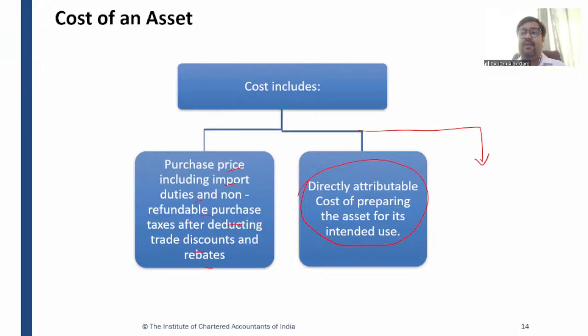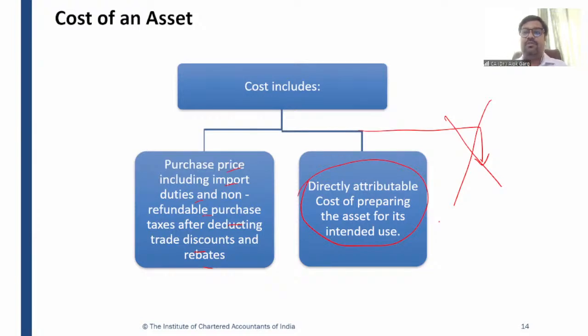The third aspect which we have discussed is the decommissioning cost, site restoration cost in case of property, plant and equipment. But in intangible asset, this will not be there. Why? Because you have to dismantle only those things which have a physical existence. If the intangible asset does not have a physical existence, how will you dismantle that? If an item does not have a physical existence, the question of dismantling will not arise. That is why the third leg is not there in the cost of intangible asset.